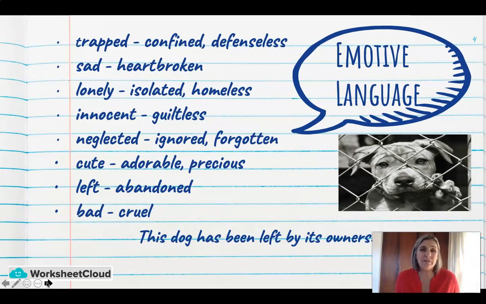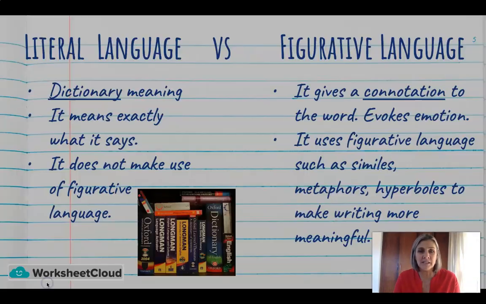It creates a little bit of emotion, shame, he's been left, but you could create that into an even better sentence, like the innocent dog has been left by its cruel owners. Or the defenseless dog has been abandoned, not left, abandoned by the cruel owners. So something to think about.